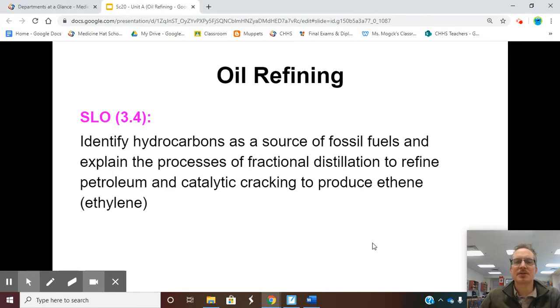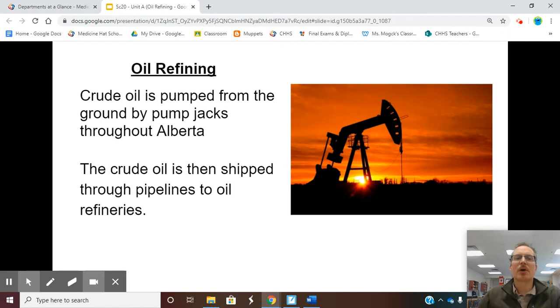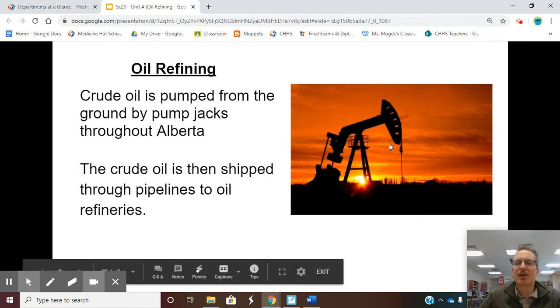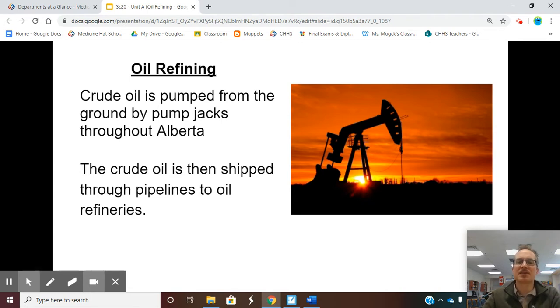So, for oil refining, what we start with is crude oil, and it is pumped from the ground through pump jacks throughout Alberta. And I'm sure driving down the highway, you've seen these pump jacks on the side of the road on farmers' fields. The crude oil, after it's been pumped out of the ground, is shipped through pipelines to different oil refineries.